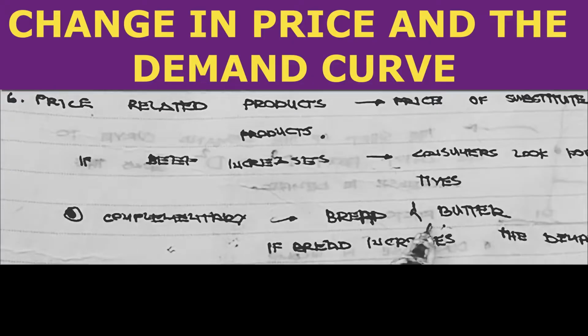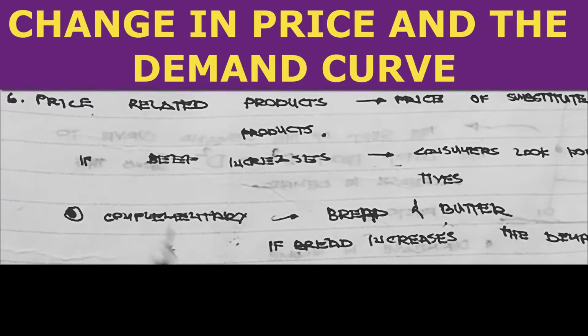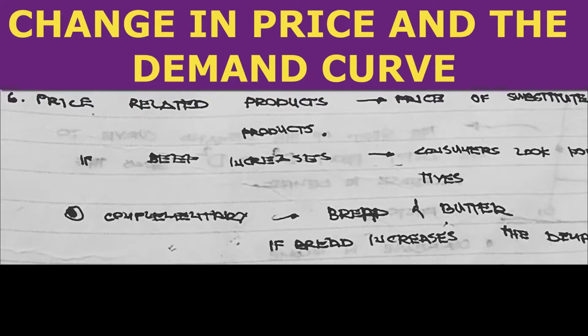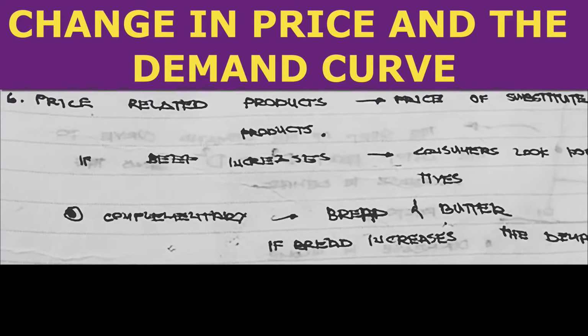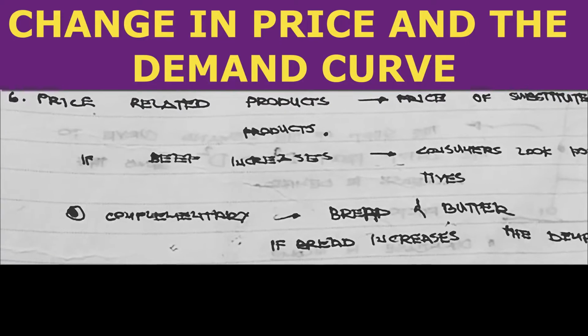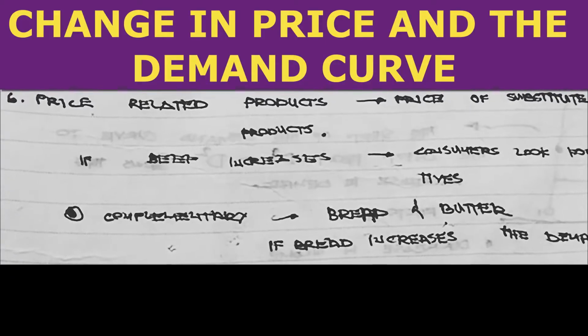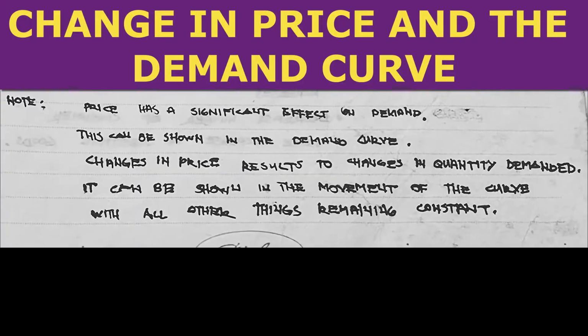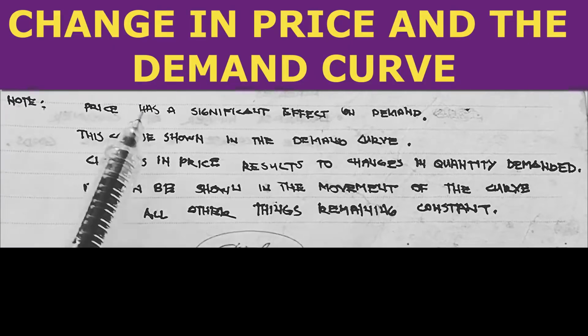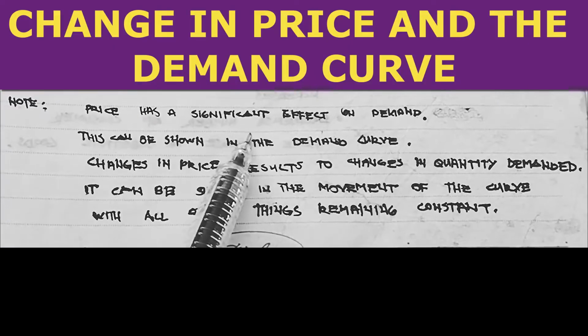Okay? So there are also what they call substitutes like Coke and Pepsi. So if Pepsi becomes expensive, then people might buy Coke. If Coke becomes expensive, then people will buy more of the Pepsi. So change in price and the demand curve. So note, price has a significant effect on demand.